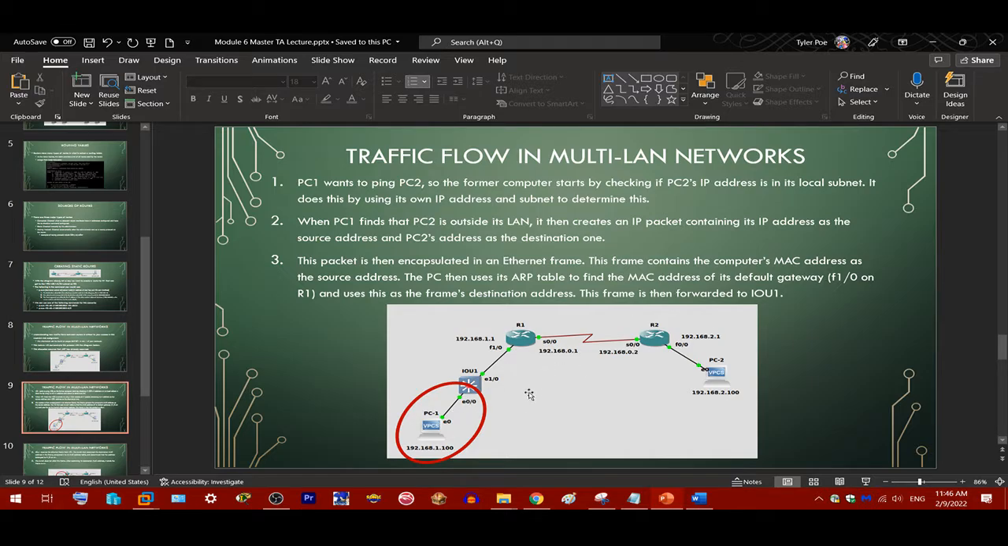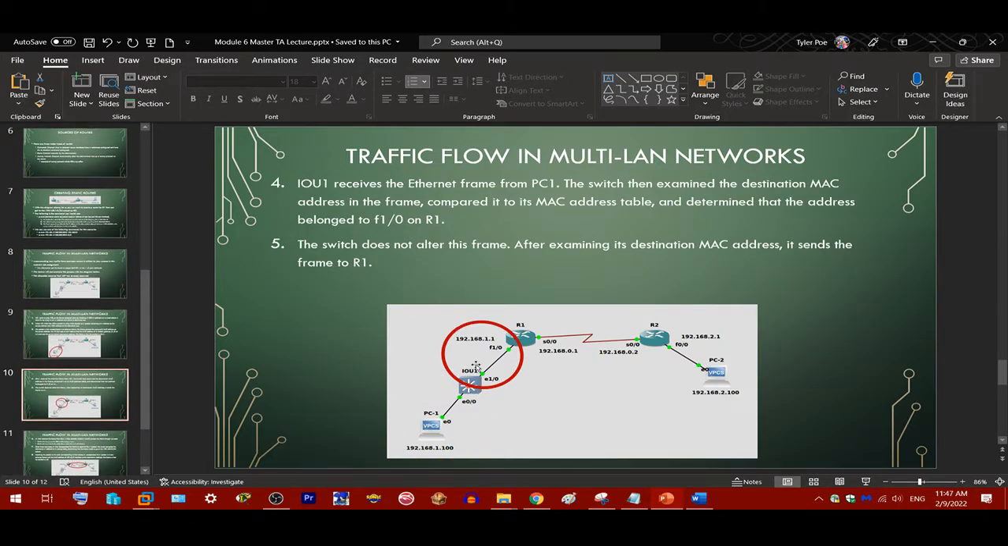So PC1 has a default gateway. Basically, a default gateway is an address that helps PC1 send frames to a device that can send those frames out to different networks, or packets to different networks. So after encapsulating this frame, PC1 then sends the frame to IOU1.